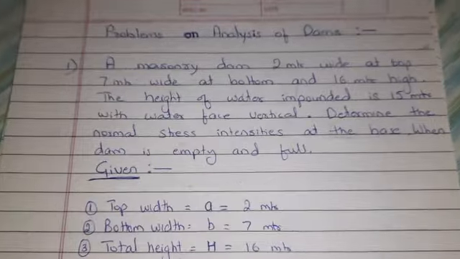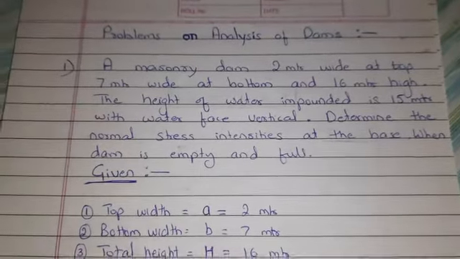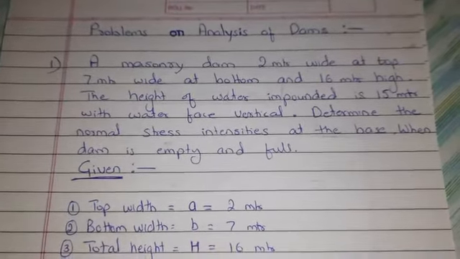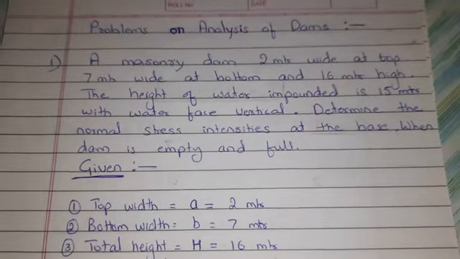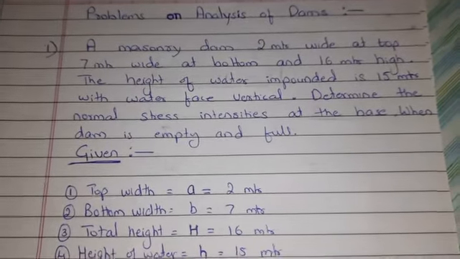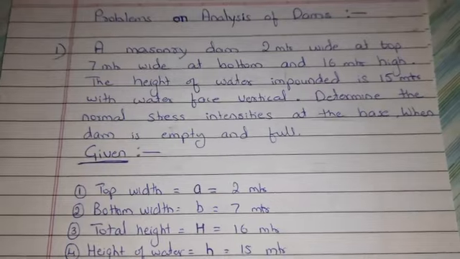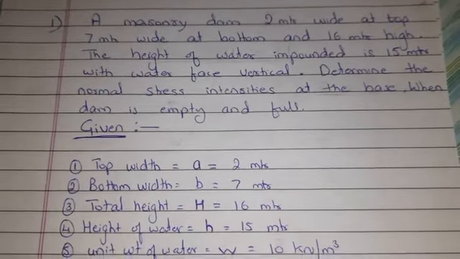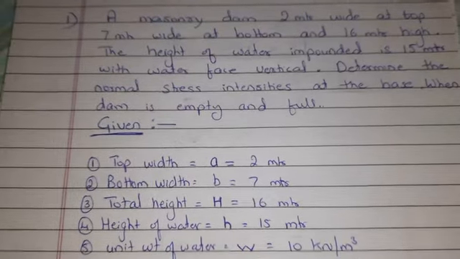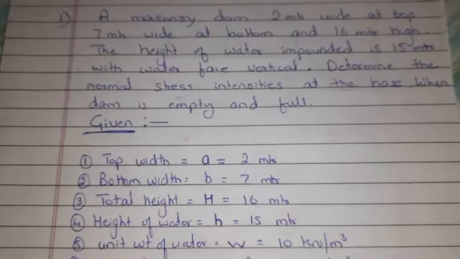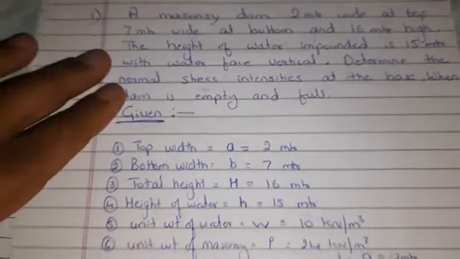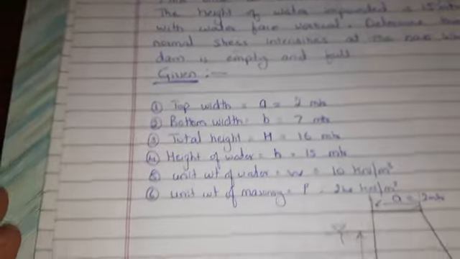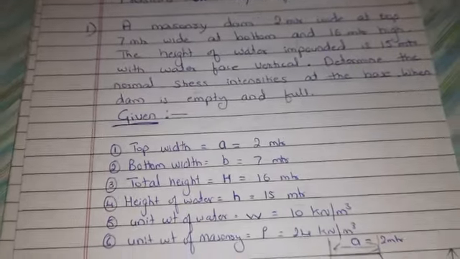A masonry dam 2 meter wide at top, 7 meter wide at bottom, 16 meter high. The height of water impounded is 15 meters with water face vertical. Determine the normal stress intensities at the base when the dam is empty and the dam is full. So this is the given problem, and it will be asked for 15 marks.